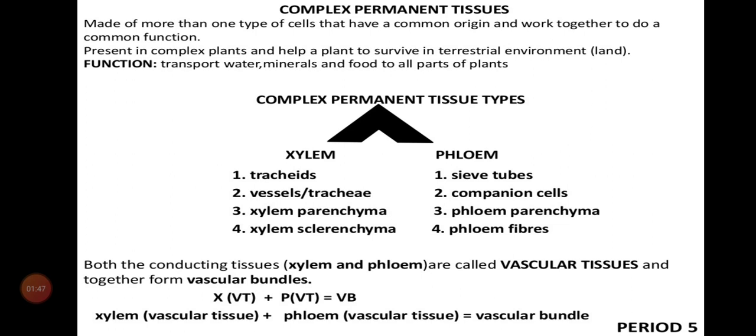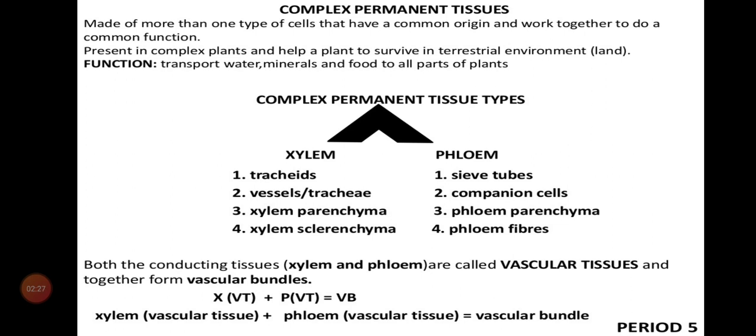Now look at the definition. First line: made of more than one type of cells, as I explained. So the tissue is made up of more than one type of cells, not always the same type, and they have a common origin and work together to do a common function. Why do we call it a tissue, though they have different kinds of cells? All those different cells have a common ancestor, a common origin. From that they are divided into many groups, but all the different kinds of cells work for the same function. That's why we call it complex permanent tissue.